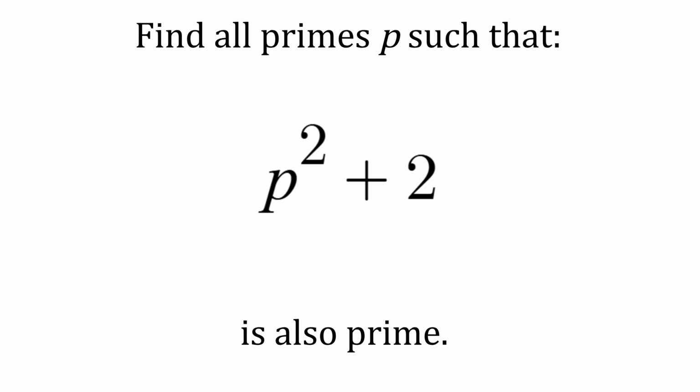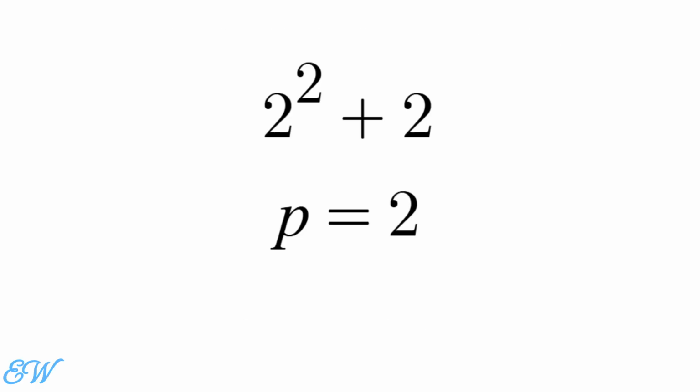So today's first question is, find all primes p such that p squared plus 2 is also prime. I'll give you guys a little bit of time to solve this question for yourself. So firstly, we can try and plug in the lowest prime number that we know of. The lowest prime number that we know is 2. So let's plug that in. If we plug that in, we get the answer as 6, which is not a prime number, as 3 times 2 equals 6.